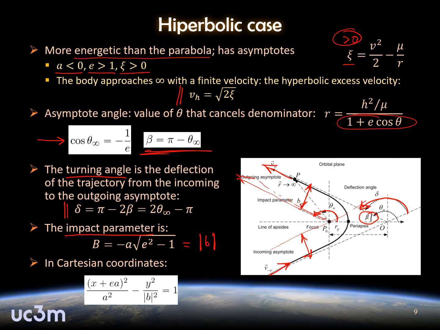And finally, for the Cartesian representation of hyperbolas, there are many ways that we can do it, but this is the implicit form. You can see that it is in essence the same one as in the case of the ellipse, except for this minus sign over here.